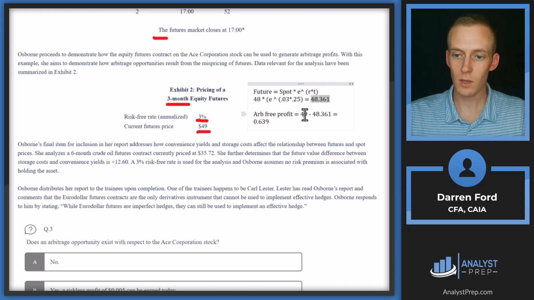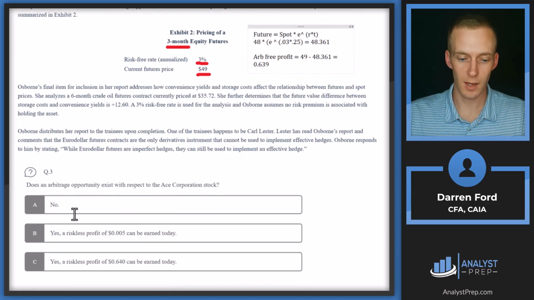And we see when we do that, we get 48.361. And so our arbitrage-free profit is going to be the difference between that fair value and the current futures price, which is 0.639. And if we round that, we can see we'll get, yes, we do have a riskless profit of $0.64. Answer C.